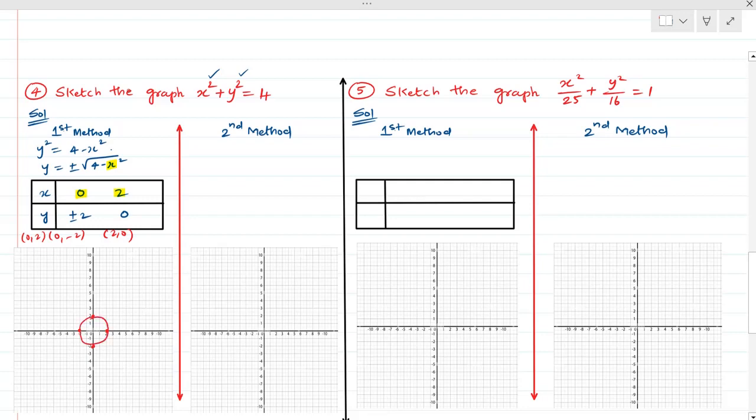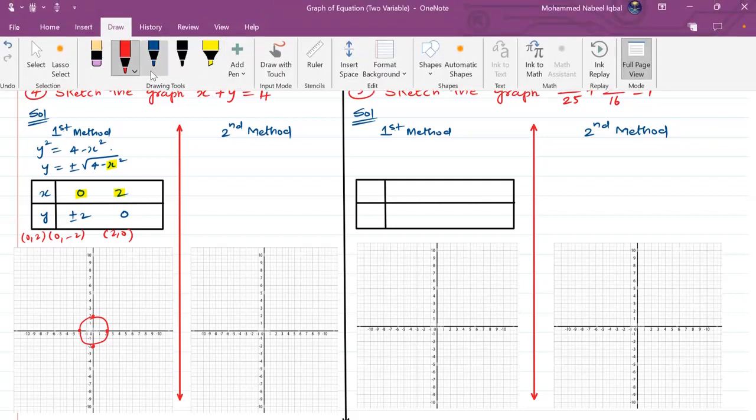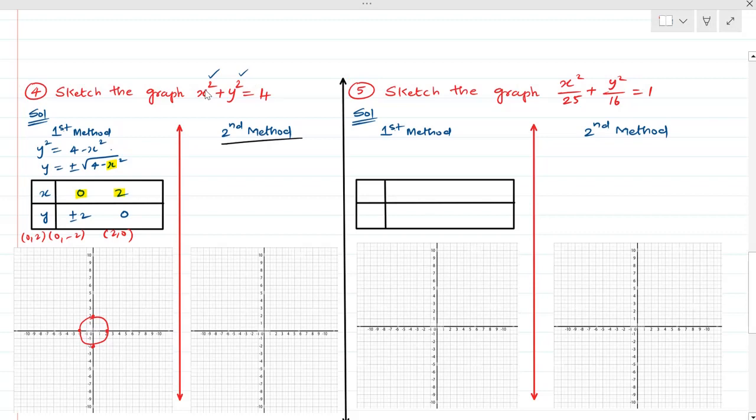It's a circle. Similarly, we will calculate using the intercept form. For the x-intercept, put y equals 0. When I substitute y equals 0, x square is equal to 4. Therefore, x is equal to plus or minus 2. You will get the two points, 2 comma 0 and minus 2 comma 0.